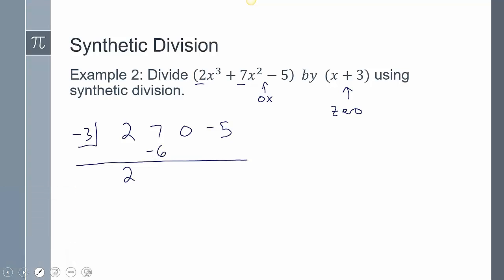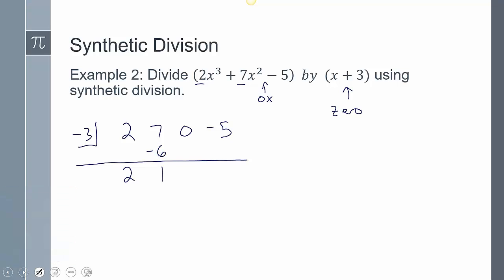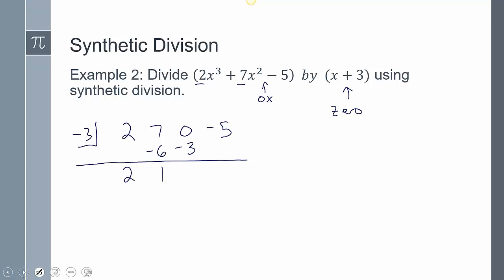Once again, we're adding straight down, multiply these two values together, and put it in the next box over. Adding straight down, multiplying it together to put it in the next box over. And so this is now going to be my remainder. This is going to be my constant. This is going to be my x, and this is going to be my x squared.